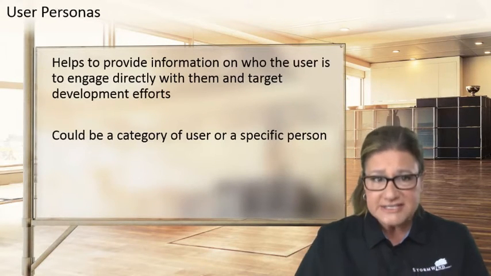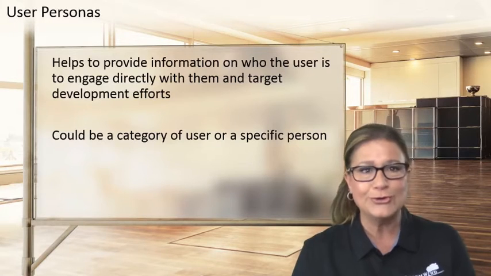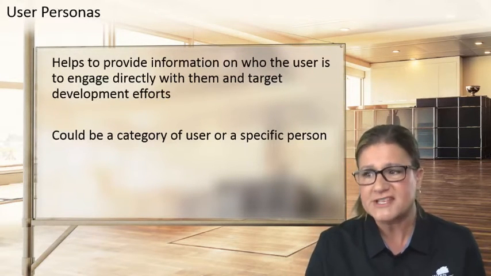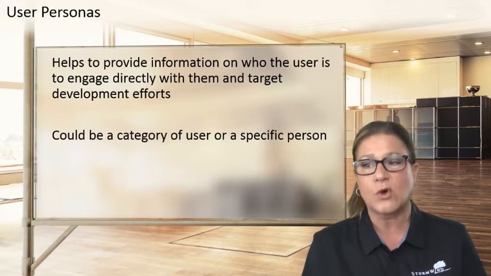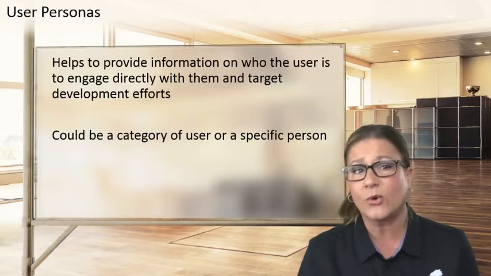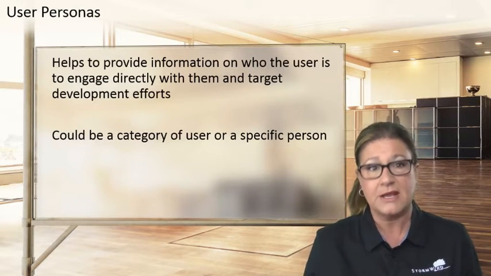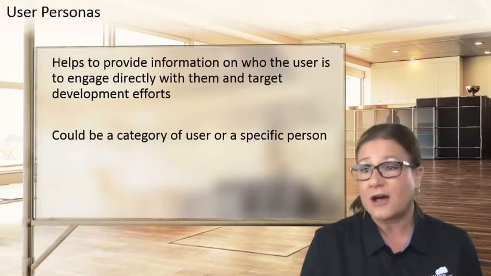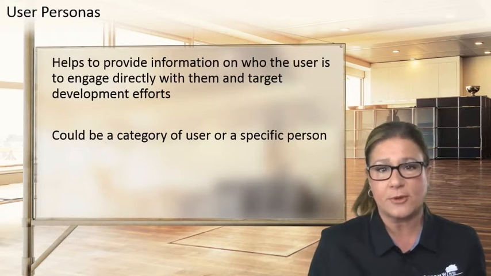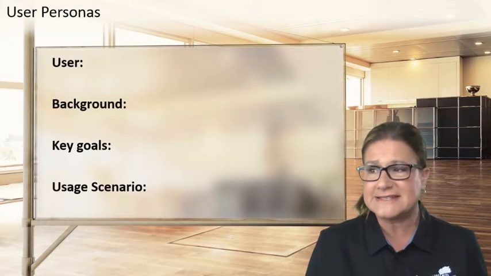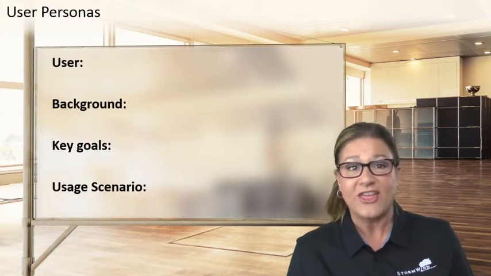And this is good to have a better understanding of who the user is, to engage with them directly, to target development efforts, to have a better understanding of what's going on. Now, this could be a category of user or an actual specific person. So it could be mass production of a software program, or we could be developing something that is specific to a customer need and want. In this case, we're focusing directly on the customer. So we want to get a better idea of who Jack Smith actually is.